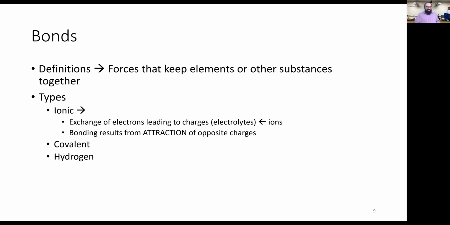Now, your covalent ones, in this case, I'm going to erase that little arrow. Give me one second, peeps. Make sure that I get this over here. There we go. So our covalents are a result of sharing the electrons, right?